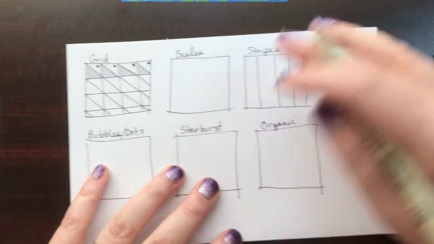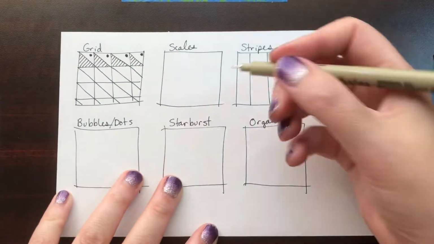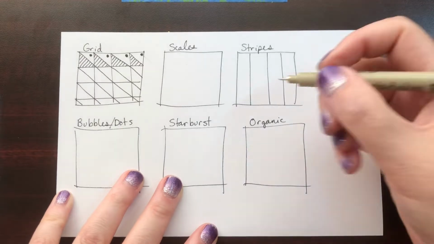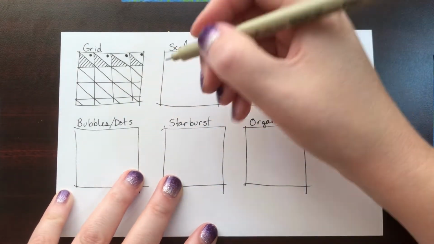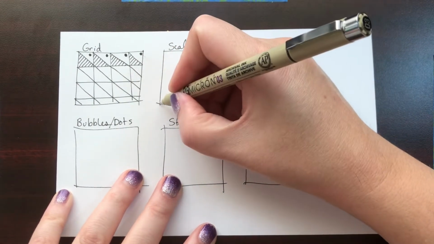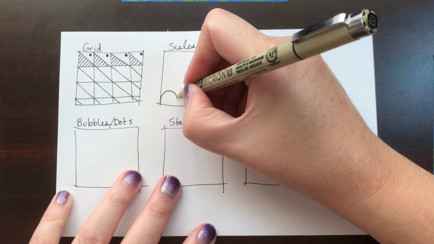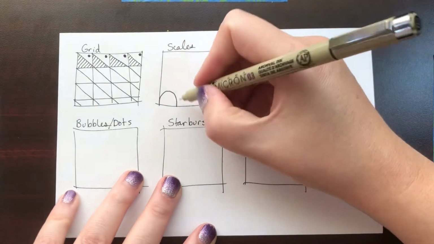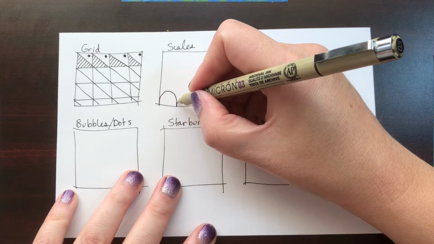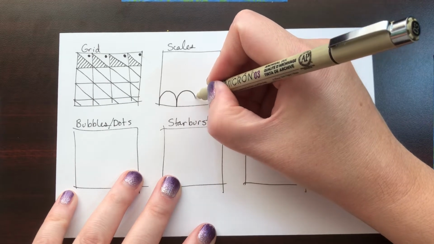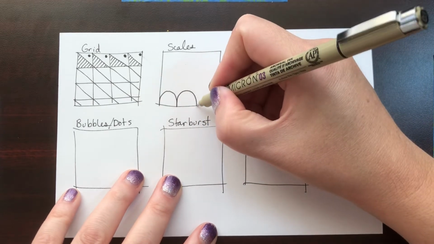Now for scales, sometimes students have a hard time just making the scales to start with. And there's a couple tricks to it. Go slow, that tends to help. And you're just gonna start with one bump or arch. And then start in that same spot, kind of come up and go down and over to make another bump.